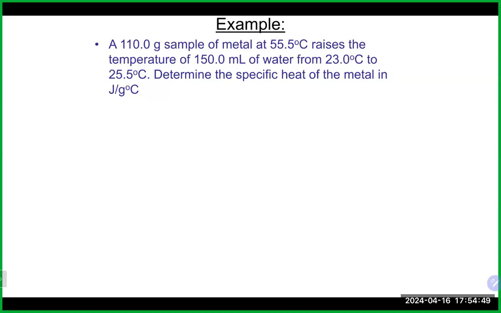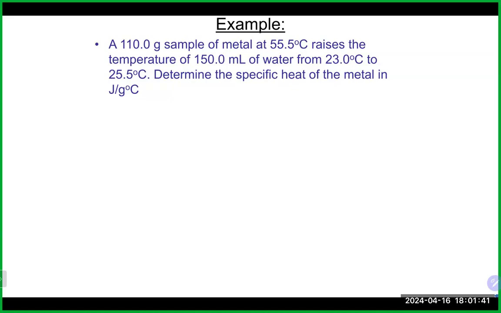Okay. All right, so why don't you try one here? We got a 110-gram sample of a metal at 55.5 degrees Celsius. Raises the temperature of 150 milliliters of water from 23 degrees Celsius to 25.5. What is the specific heat capacity of the metal? Take a few moments there, see what you come up with.